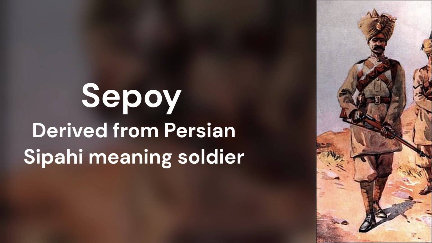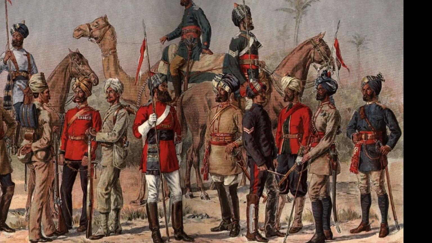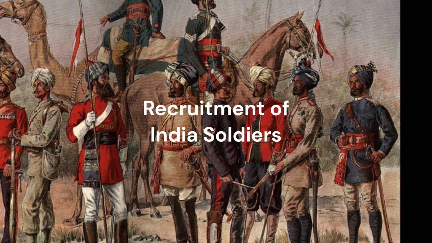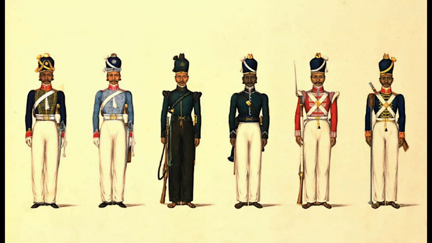The word sepoy comes from the Persian word sipahi, which means soldier or horseman. The term was used during the Mughal Empire to refer to soldiers who served in the army of the emperor. When the British East India Company began to expand its military presence in India in the 18th century, they also began to recruit Indian soldiers to serve in their armies. These soldiers were initially known as Indian Sepoys, or simply sepoys, a term that had been adopted from the Mughal Empire. Over time, the term sepoy became synonymous with Indian soldiers serving in the British Indian Army.